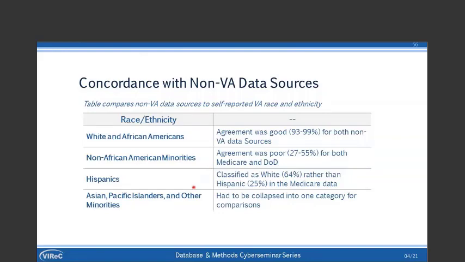In addition, they found that Hispanics tended to be coded as white most of the time rather than Hispanic in the Medicare data. So they were more than twice as likely to be coded as white than Hispanic. Furthermore, in order to utilize the data from all these data sources, because you didn't have the same granularity in the data collection, they did have to collapse Asian Pacific Islanders and other minorities into a single category.